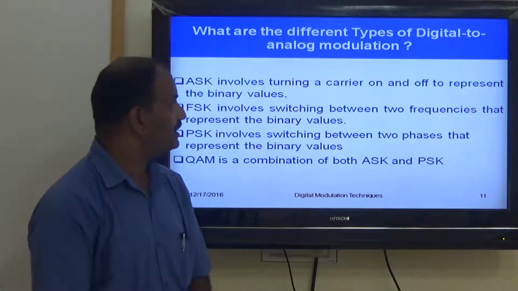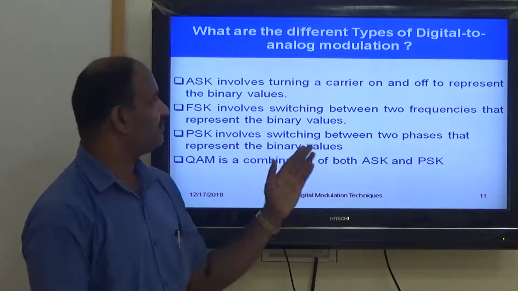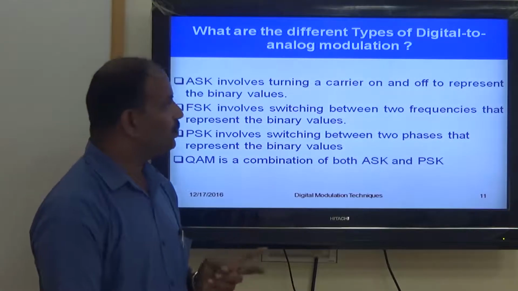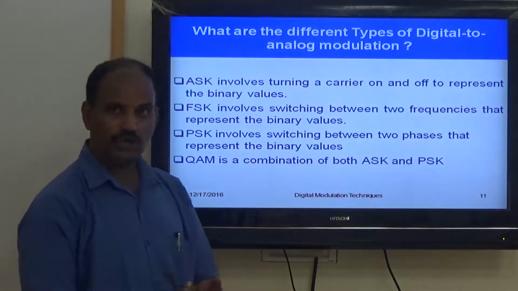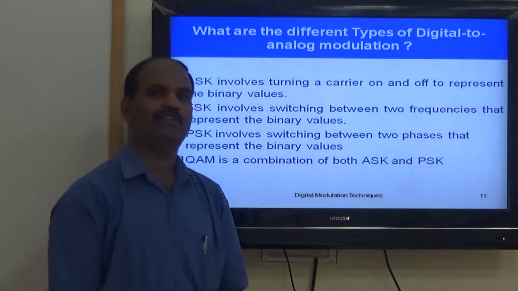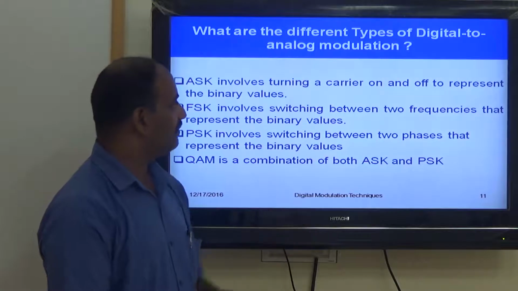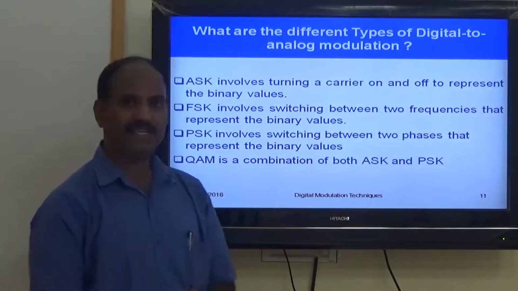So based on amplitude, it is amplitude shift keying, in which we turn a carrier on and off between two voltage levels. That is 0 and 1. If it is 1, one voltage level is followed. If it is 0, another voltage level is used. That is on-off keying. And another is FSK, based on frequency.